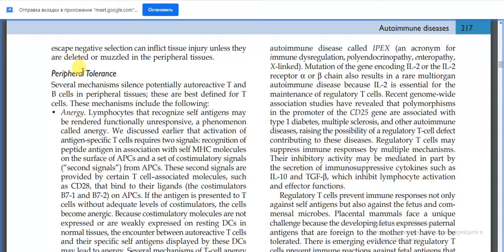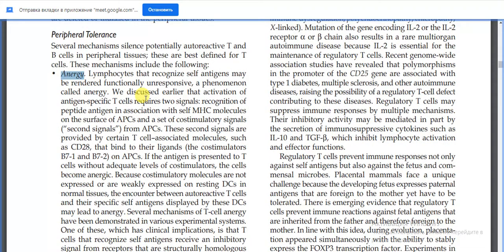Okay, let's talk about peripheral tolerance. What is peripheral tolerance and how is it maintained? We have a few mechanisms. For example, anergy. Lymphocytes that recognize self-antigens may be rendered functionally unresponsive, a phenomenon called anergy.